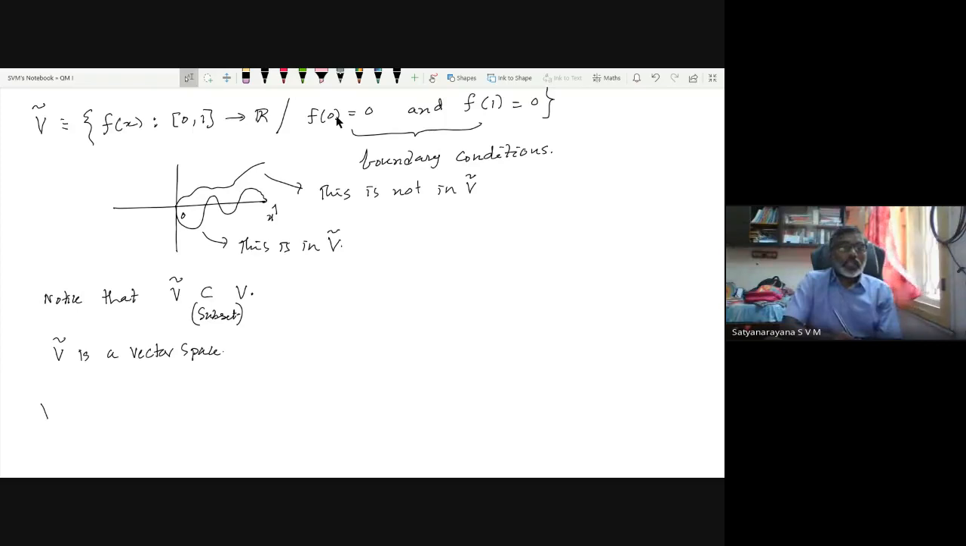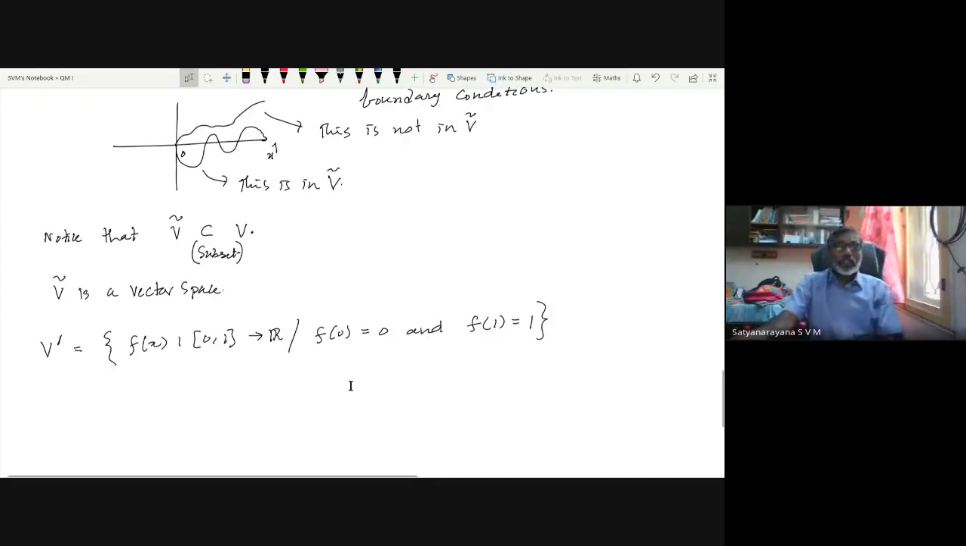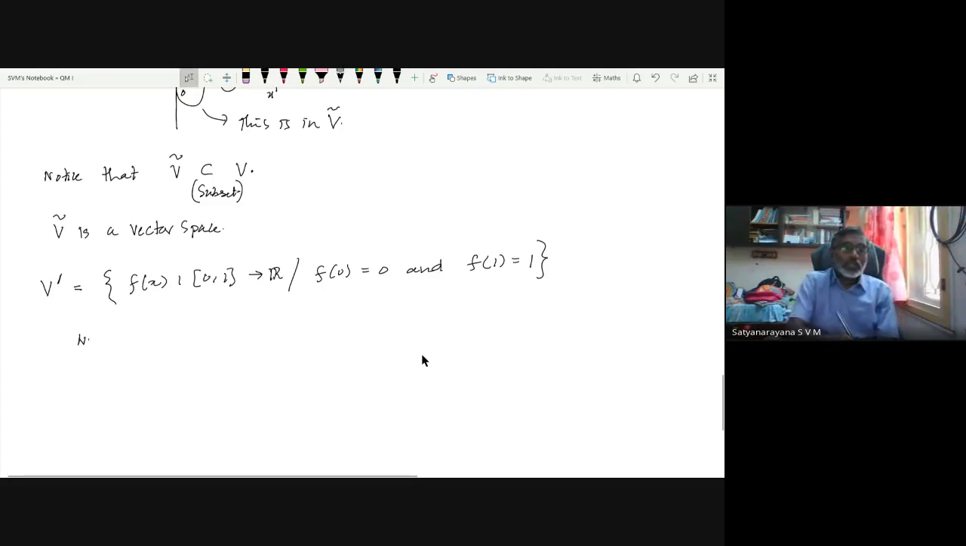Okay, now let us look at another example. So we will call this, let's say, V prime. V prime is equal to the set of functions from [0, 1] to R such that f of 0 is equal to 0 and f of 1 is equal to 1, let's say. I've changed the boundary condition. Same function, but I've changed the boundary condition. Okay, so note that V prime is also a subset of V.